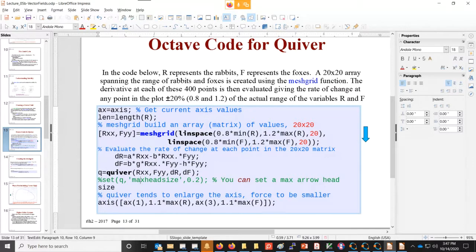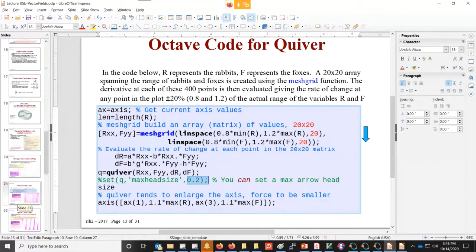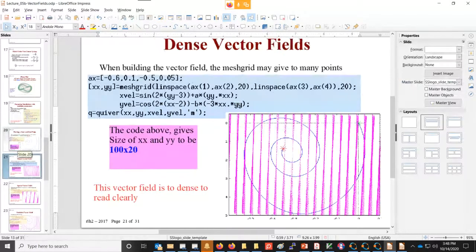And so you can mess with the size of the arrows. I've got several examples in here. But you can change the size of the arrows by capturing your handle to your quiver, and then you can use the set command. Now I've got it commented out right here, but it's something you can experiment with, changing the size of your arrowheads.